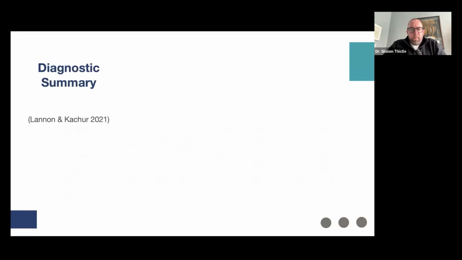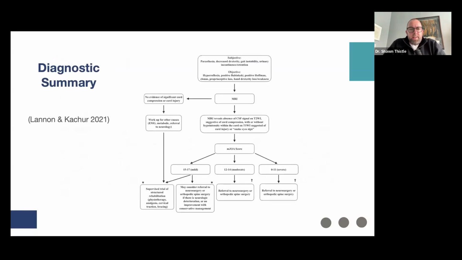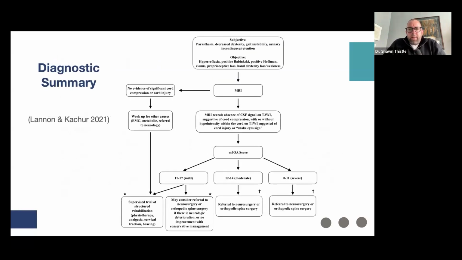The Lannon and Katcher paper from 2021 has a diagnostic summary, or a thought process, that we've covered primarily here. You're looking initially for subjective or objective signs or symptoms in terms of paresthesia, decreased dexterity, gait instability, urinary incontinence, etc., or the signs that you get clinically from an objective perspective: a Babinski response, hyperreflexia, positive Hoffman or Tromner's, clonus, proprioceptive changes via Romberg's or other balance testing, and hand dexterity.